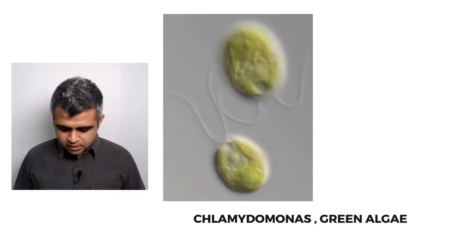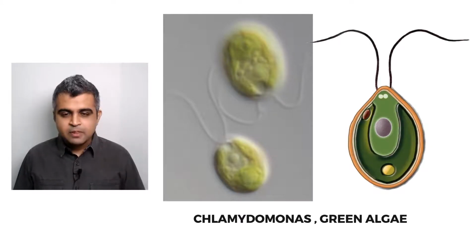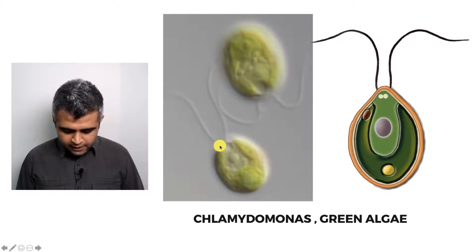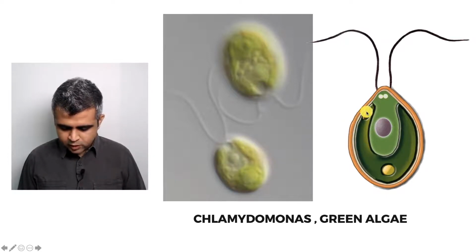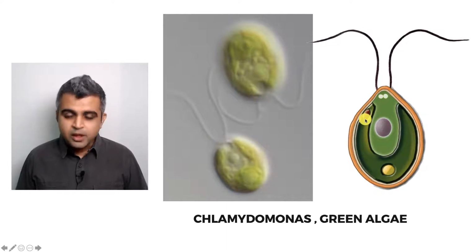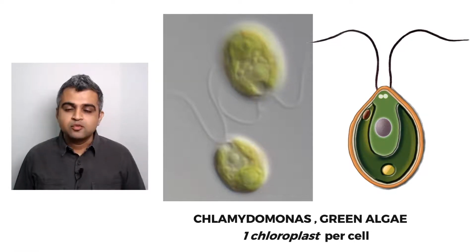This is an illustration of Chlamydomonas, and you can see that they only have this one chloroplast. In the diagram you can see it more clearly. This thing which you see here is the chloroplast. So Chlamydomonas, which is a green algae, is an example of one chloroplast per cell.